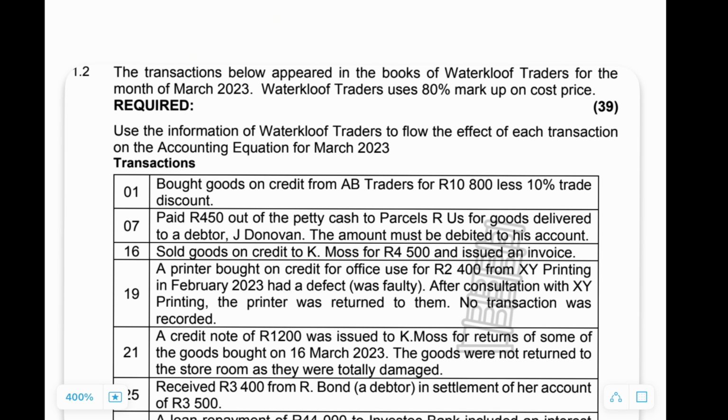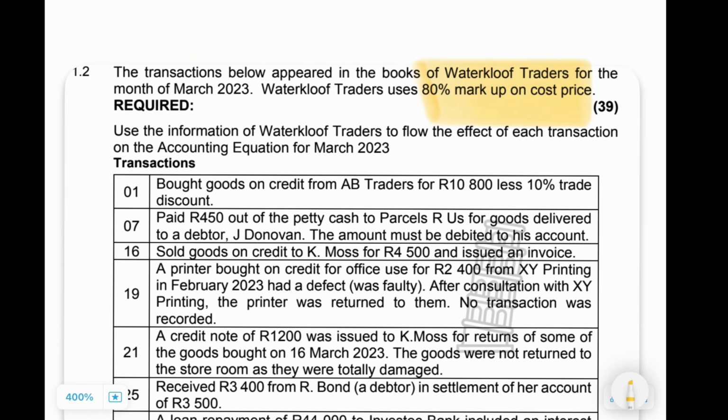So when you are reading the information, please make sure that you underline or highlight the important parts. In this case, the important part is the markup because we are going to use it. So this business uses 80% markup on cost. Okay. So now it says you are required to use the information of Waterkloof Traders to show the effect of each transaction on the accounting equation for March 2023.